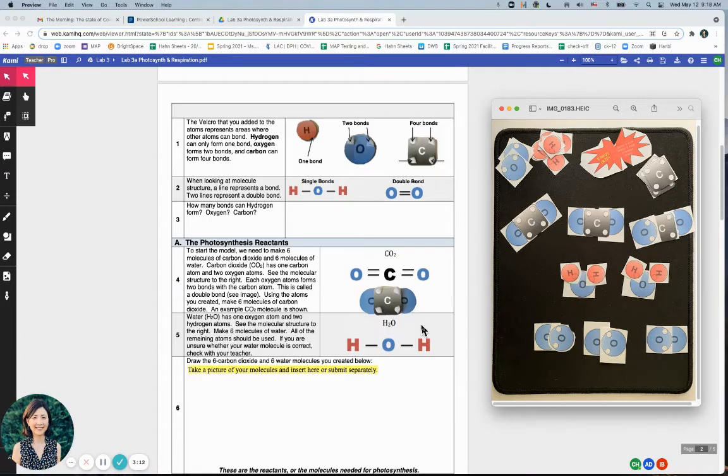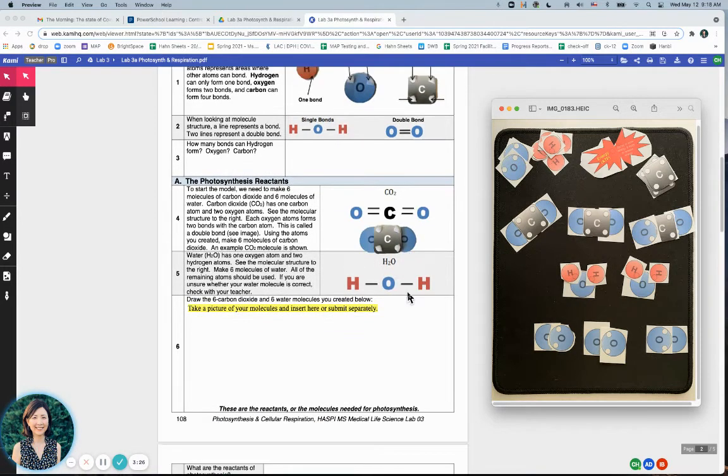Okay, so here's an example of CO2, carbon dioxide, and here I made it right here. So these little white circles are where they're supposed to Velcro together, but we're not doing that. And then H2O is going to be this. Here's O, oxygen, and 2 hydrogens. So these are going to be the reactants of photosynthesis, the ingredients of photosynthesis.